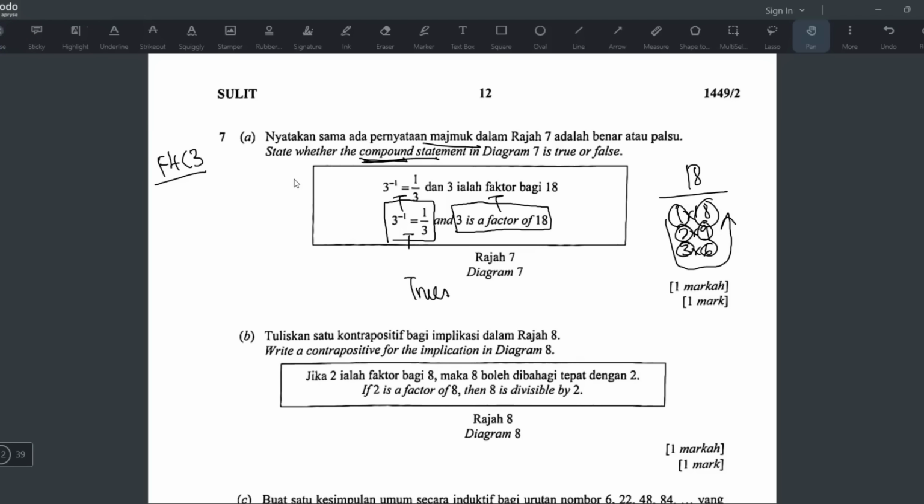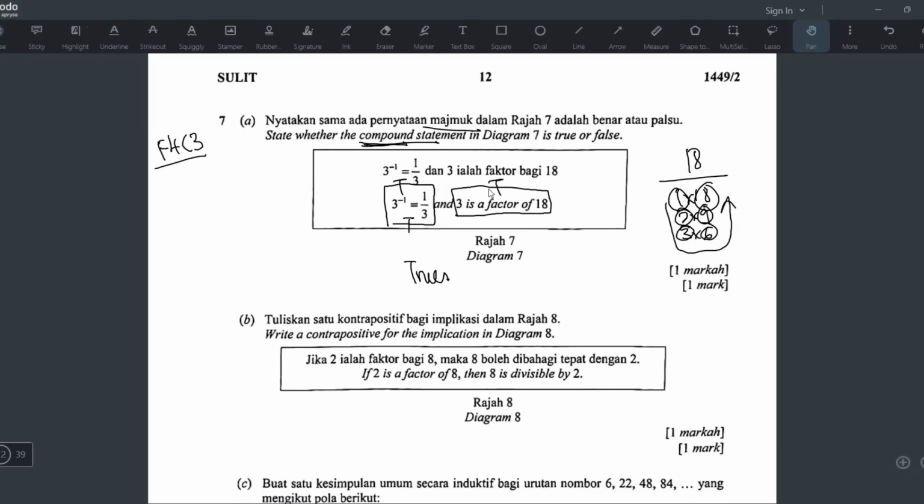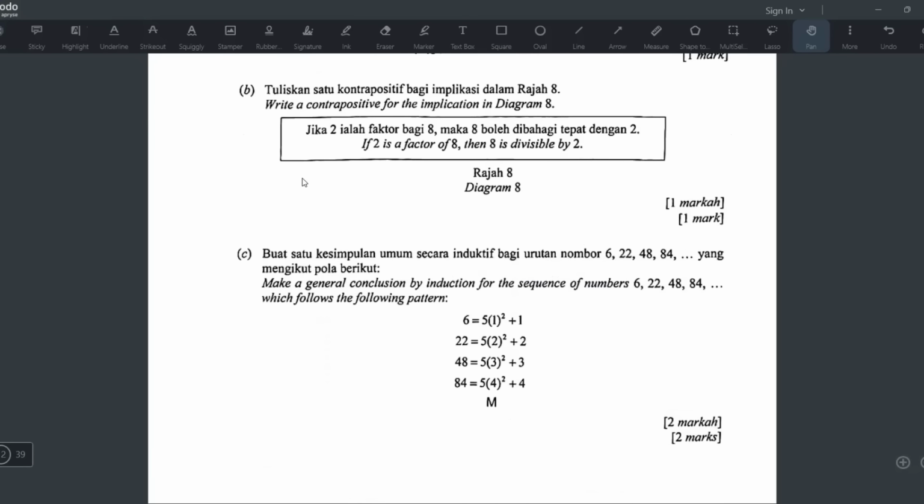Okay? So when both statements are true, it doesn't matter if you combine using the word and or or, it will be true in the end. But if it's one true, one false, then you have to be careful lah. You have to check the middle word. If the middle word is and, and it's one true, one false, then it will become false. But if it's one true, one false, but the middle is or, then it will be true. Okay, so hope you understand.